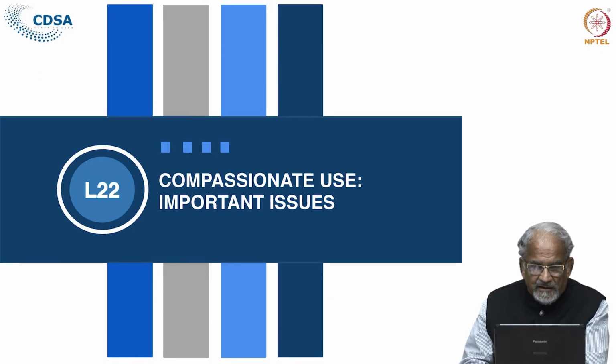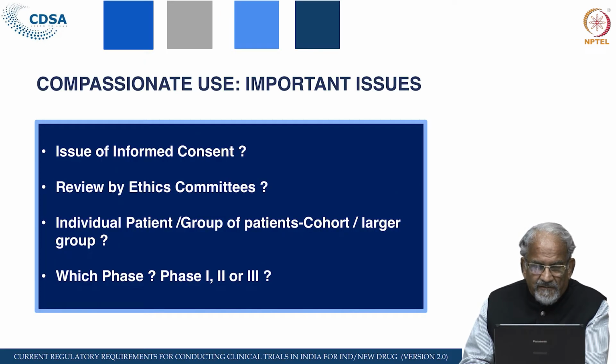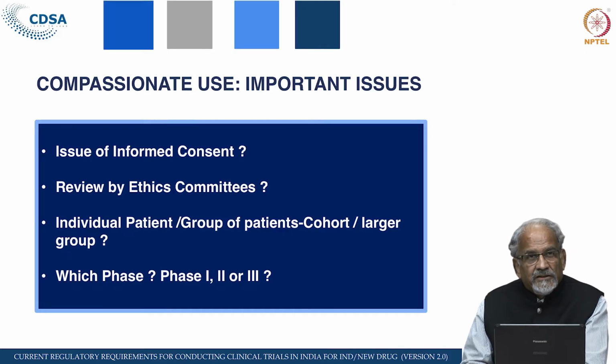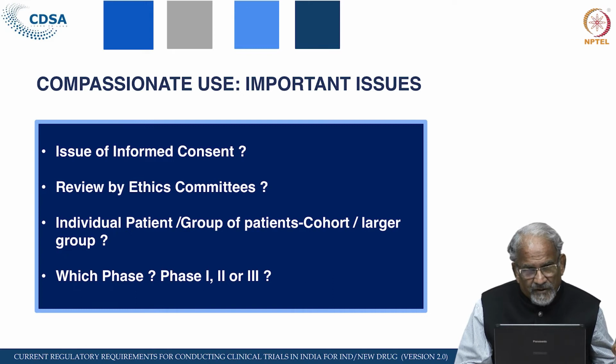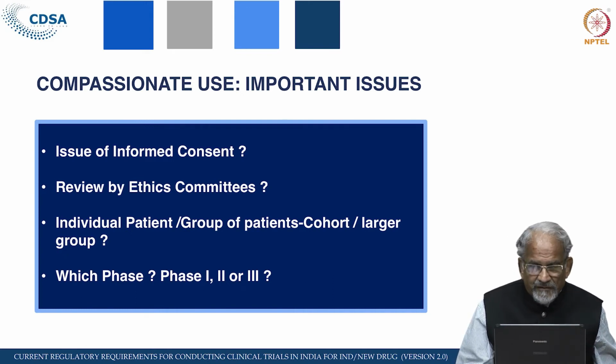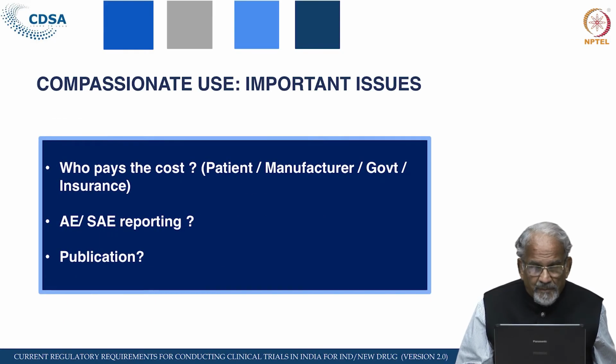This is called compassionate use, and in this we need your suggestions and views. What would be the informed consent in this, whether this should be reviewed by the ethics committee and what points the ethics committee will review, whether individual patients are required or maybe a few patients, whether the drug is under phase 1, phase 2 or phase 3 in any part of the world but is not approved anywhere, how this can be indented, and who pays the cost.